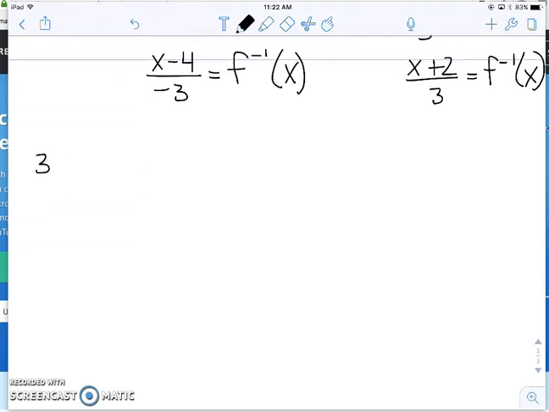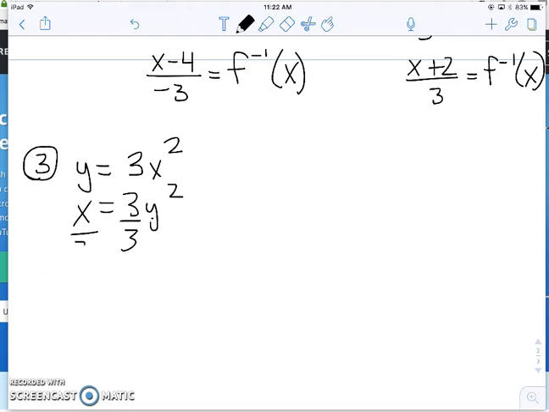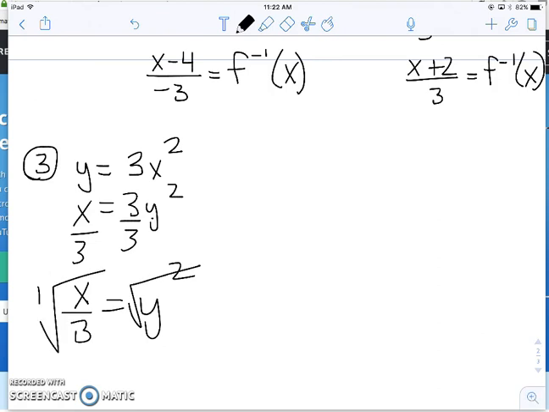So we're going to take a look at a couple nonlinear. Let's say we have y equals 3x squared, and we're asked to find the inverse. So x equals 3y squared. Divide by 3. x over 3 equals y squared. Then we have to take the square root, but we have to remember to use plus or minus when we're taking the square root. So plus or minus the square root of x over 3 equals that inverse function right there.